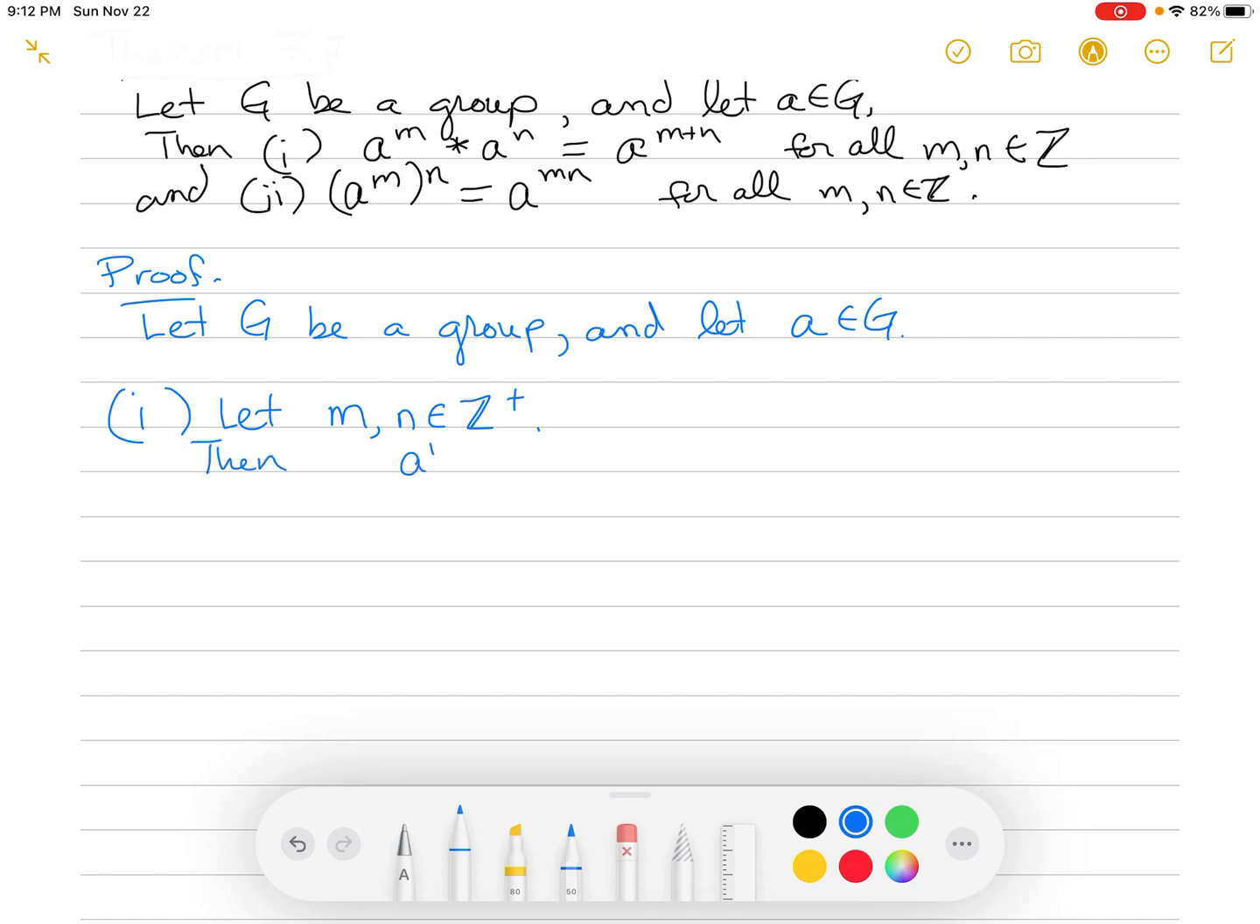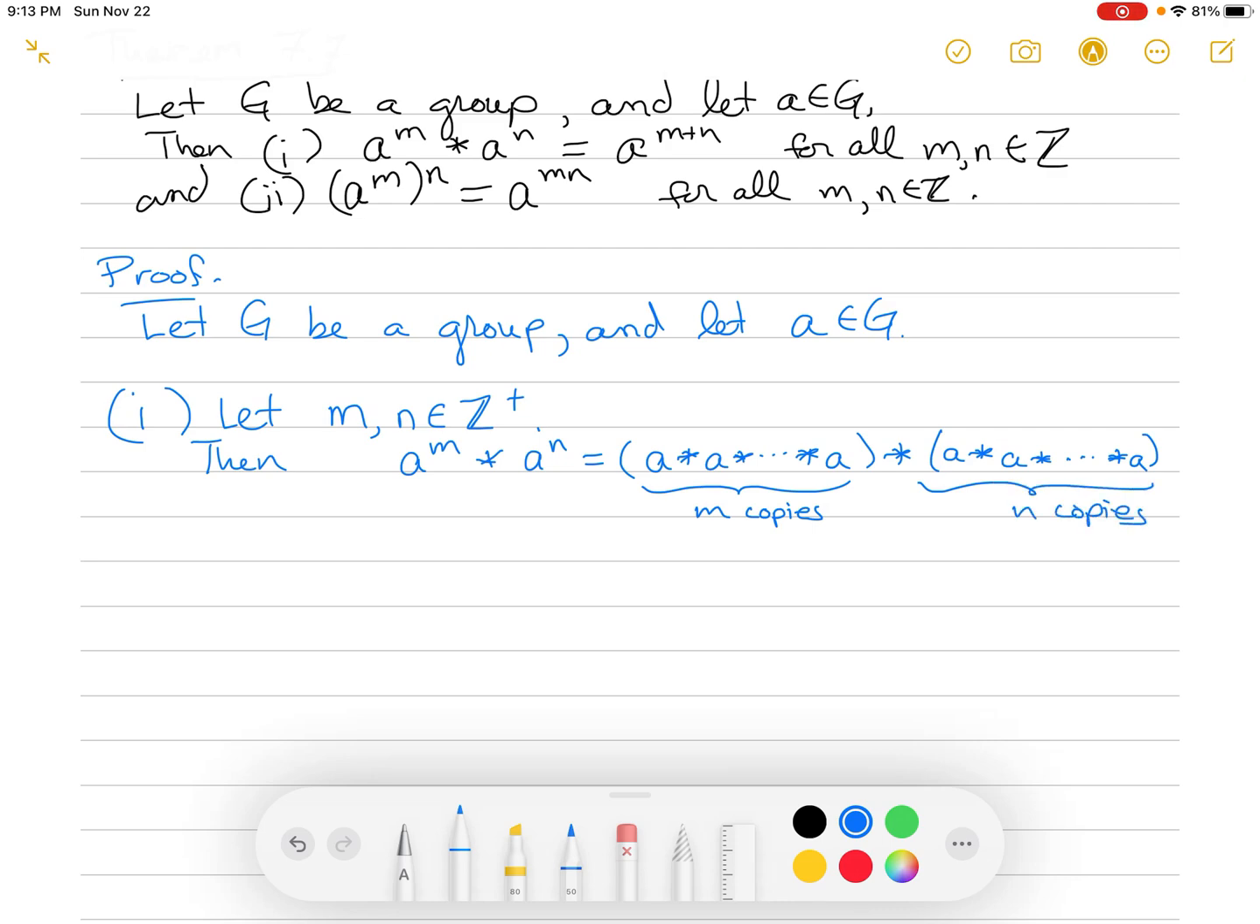Then if I look at a to the m starred with a to the n, this would be a star dot dot dot star a, m copies, and then we're going to star that with a star a, n copies. So if you count up the total number of copies of a you have, you're going to have m plus n copies. In other words, this is simply a to the m plus n power.